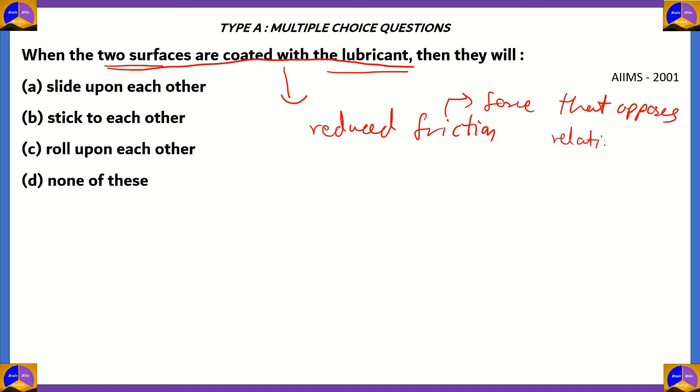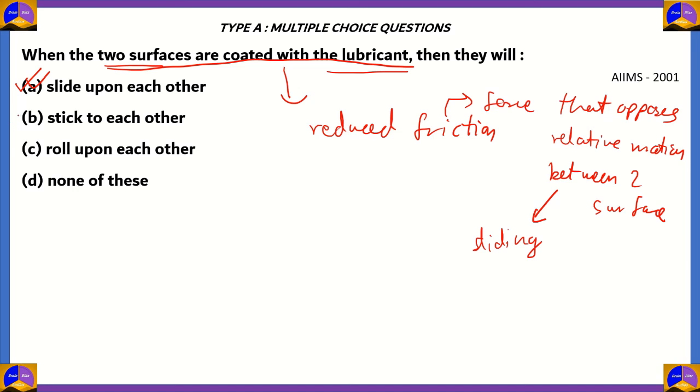relative motion between two surfaces. And the relative motion between two surfaces is commonly referred to as sliding. So therefore, option A, slide upon each other, will give you the correct option.